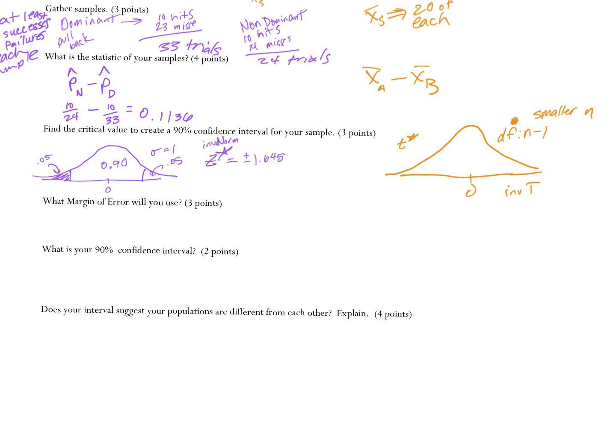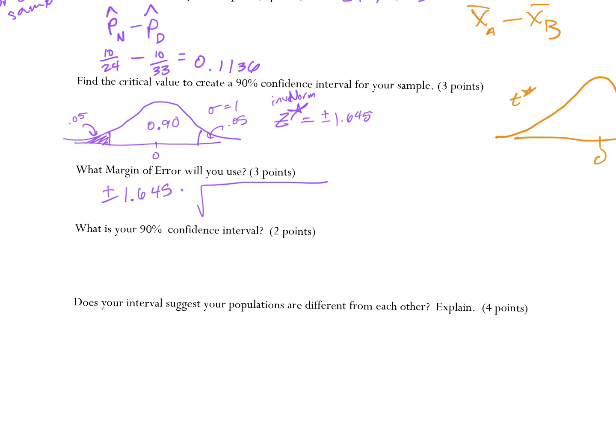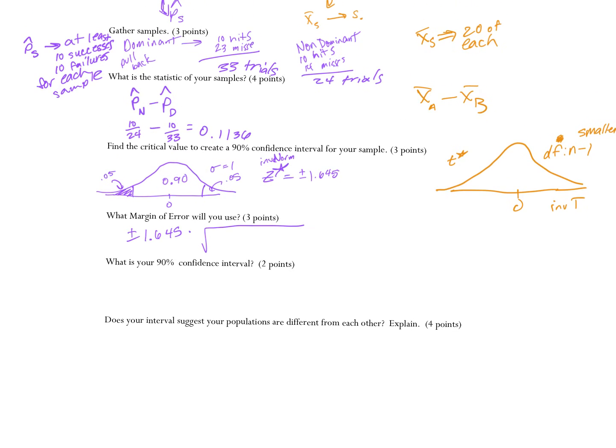All right. To find the margin of error, you're going to take that z star times your standard deviation, which in this case is, we should do this.